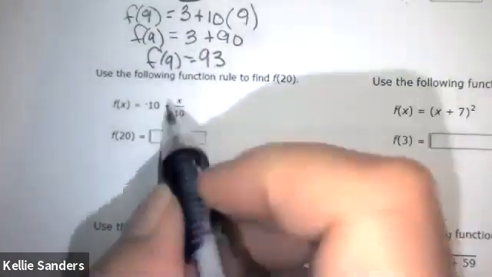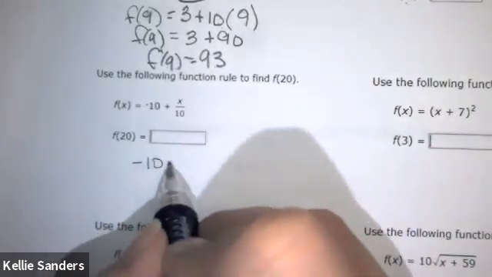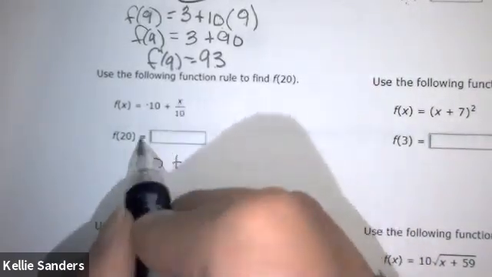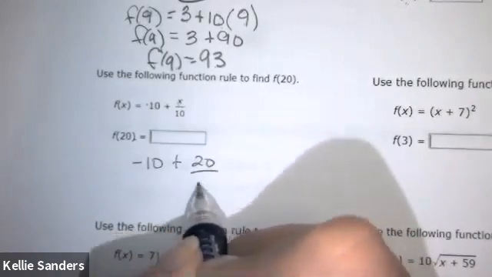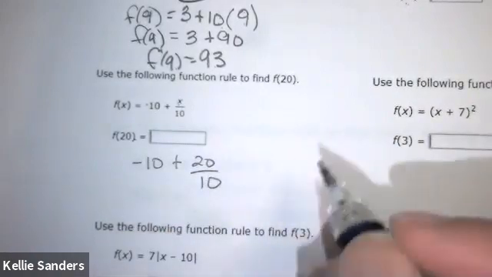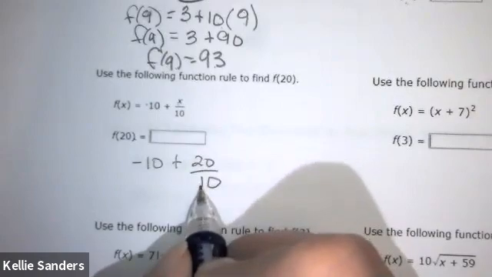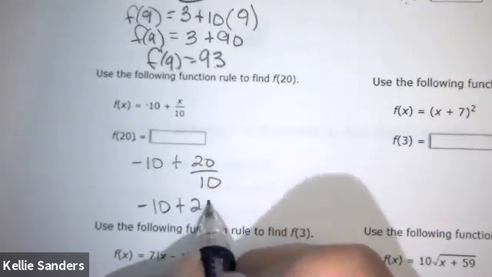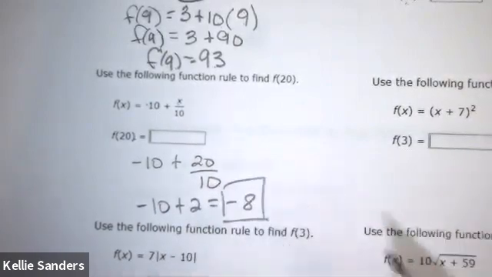Same thing. So negative 10 plus what replaces x? 20 replaces x, all over 10. 20 divided by 10 is 2. So negative 10 plus 2 is negative 8.